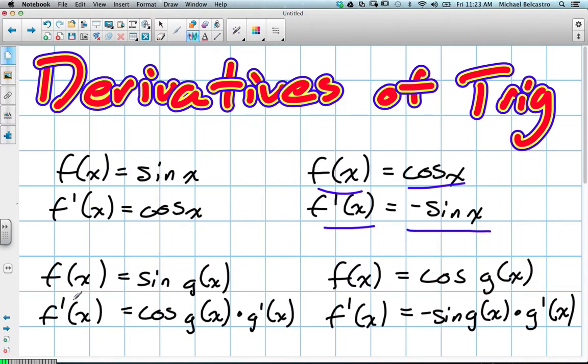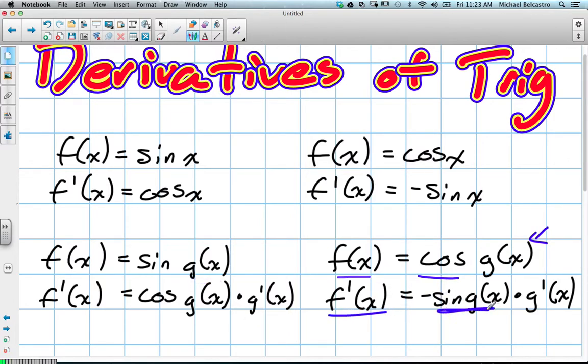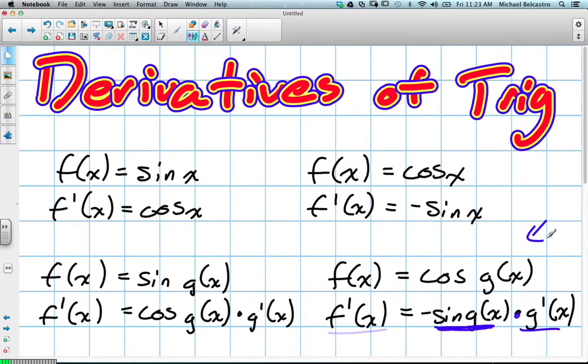Okay. If our function is sine of some function representing x, then the derivative of it is cos of the original multiplied by the derivative of the function inside. And the same idea goes for cos. If our function is cos with some function inside, the derivative of it is negative sine of the original multiplied by the derivative of the function.